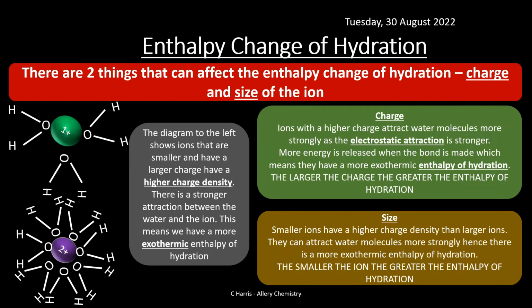So, you can see the diagram on the left, it shows ions that are smaller and have a higher charge density, which is something like this. You can see there's loads more water molecules that are attracted to it, more bonds or interactions being created. This means it's more exothermic, whereas a bigger ion with only a 1+ charge just won't have the same pull really. So this is going to throw out a lot more energy than something like that. So the size and the charge of the ions do matter in terms of the size of the enthalpy change.